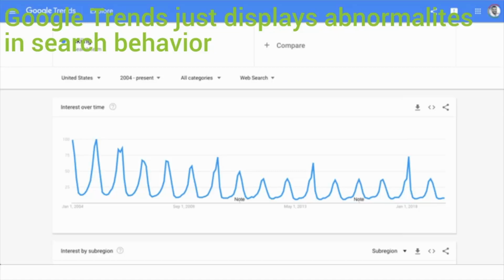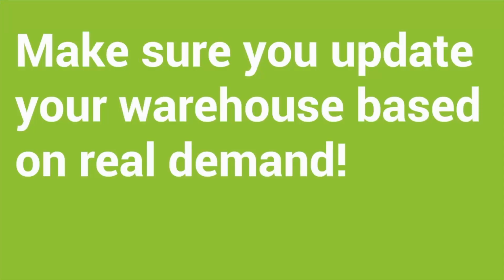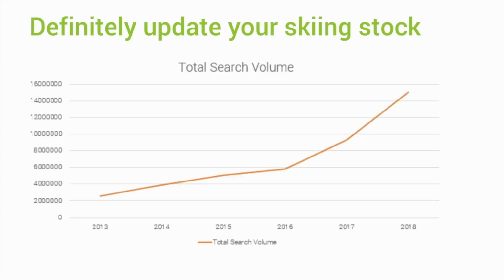What you should definitely do, and this is what the report shows and gives out as an insight as well, is making sure that you update your warehouse based on real demand. What this data showed to this big sport brand is that they definitely need to update their skiing stock, because the total search volume is growing significantly year over year. The compound annual growth rate is 42% for skiing stock. So rather look at that you always have enough supply for the demand which is out there.